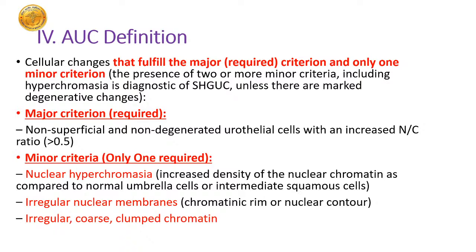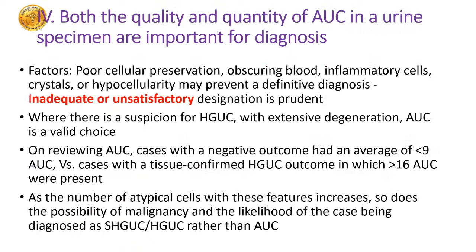The second minor criterion is irregular nuclear membrane. Rather than being smooth, it is irregularly contoured. And the chromatin is irregular, coarse and clumped. Please remember, there should be one major criterion and only one minor criterion to call something AU.